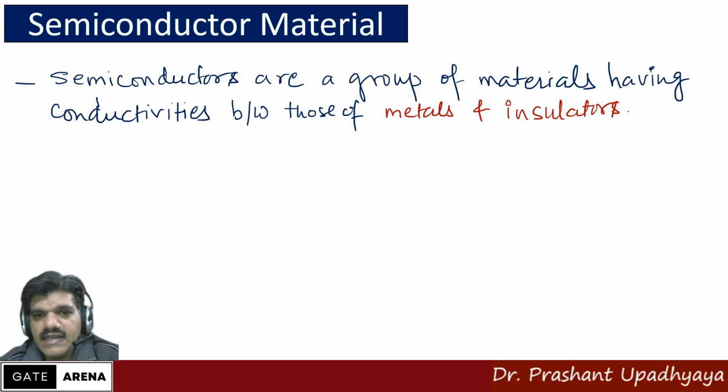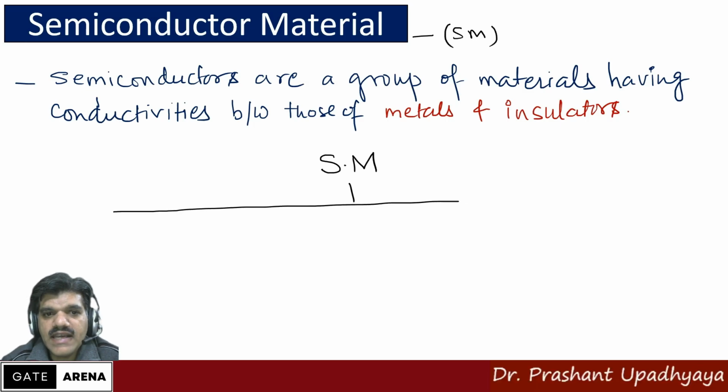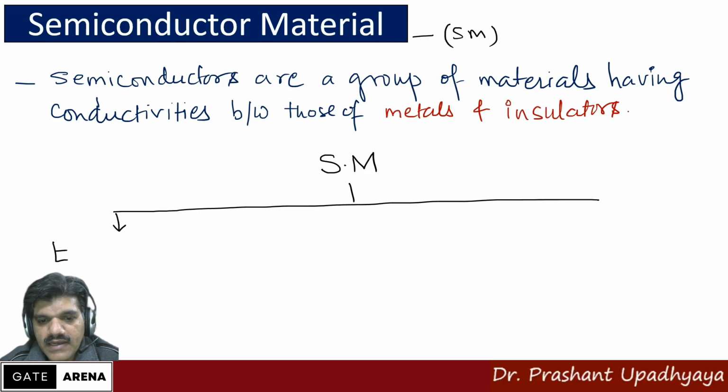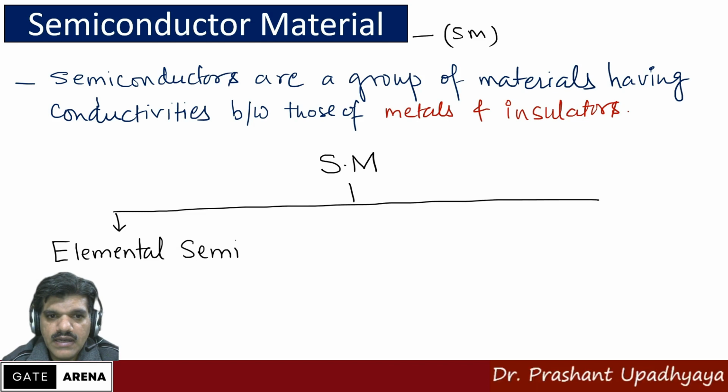Okay, so when we are talking about semiconductor materials, we will write the short form SM for semiconductor materials, and we can classify semiconductor materials into two parts. One is known as the elemental semiconductor, which belongs to group 4 of the periodic table. So let me write that for you: elemental semiconductors, and this belongs to group 4 of the periodic table.